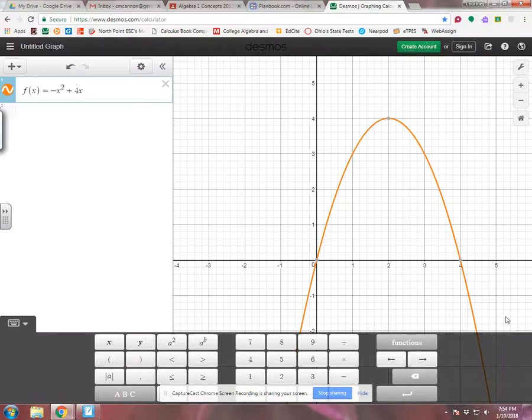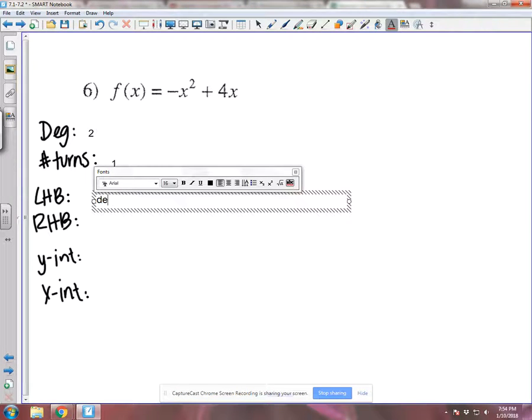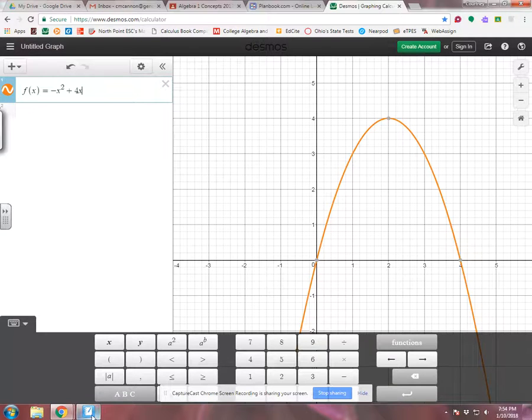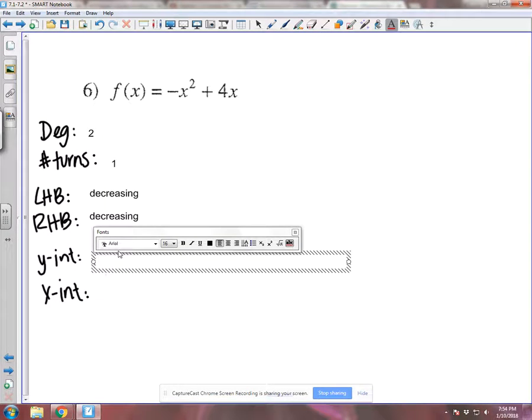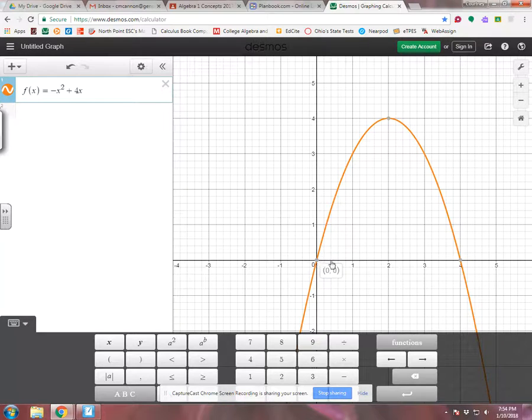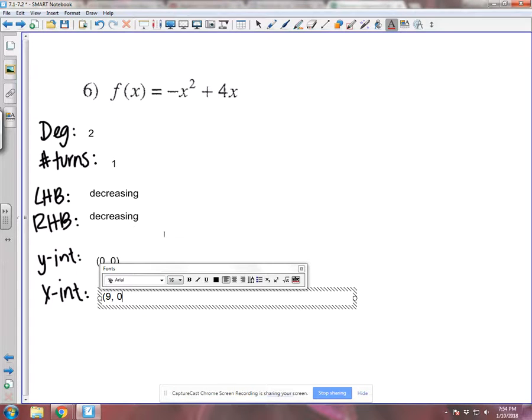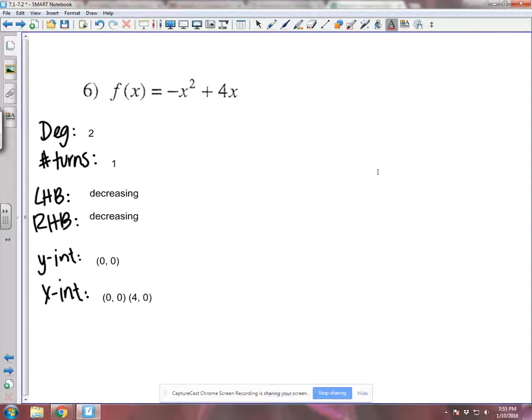Notice that both sides are pointing down, so my left-hand behavior and my right-hand behavior are decreasing, both of them. The y-intercept, 0, 0. The x-intercepts, I've got two of them, 0, 0, and 4, 0. And that's all there is to it.